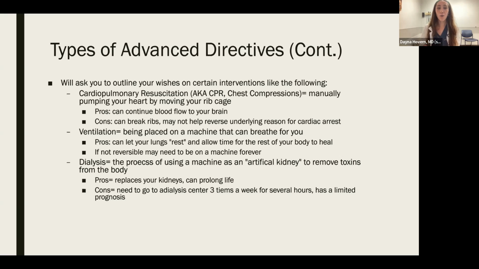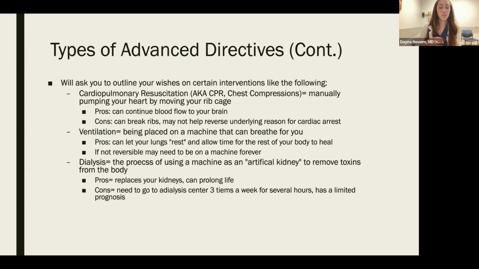Someone will say they're coding, and the whole medical team rushes in and someone jumps on the chest and is compressing the chest to manually pump the heart for you. The pro of this is that the whole point is that when we're compressing, we get blood flow to your brain. Some of the side effects are it can break ribs, and it might not ultimately reverse the underlying reason for your heart to stop.